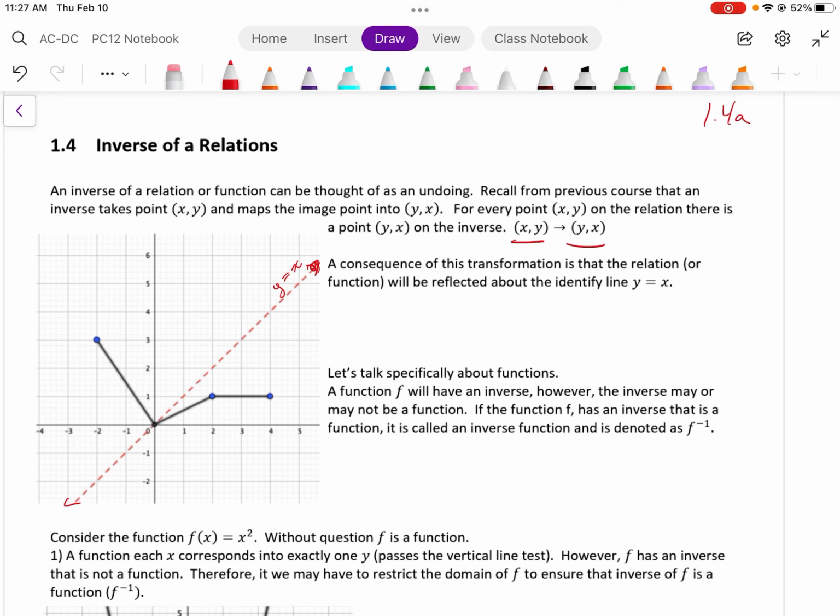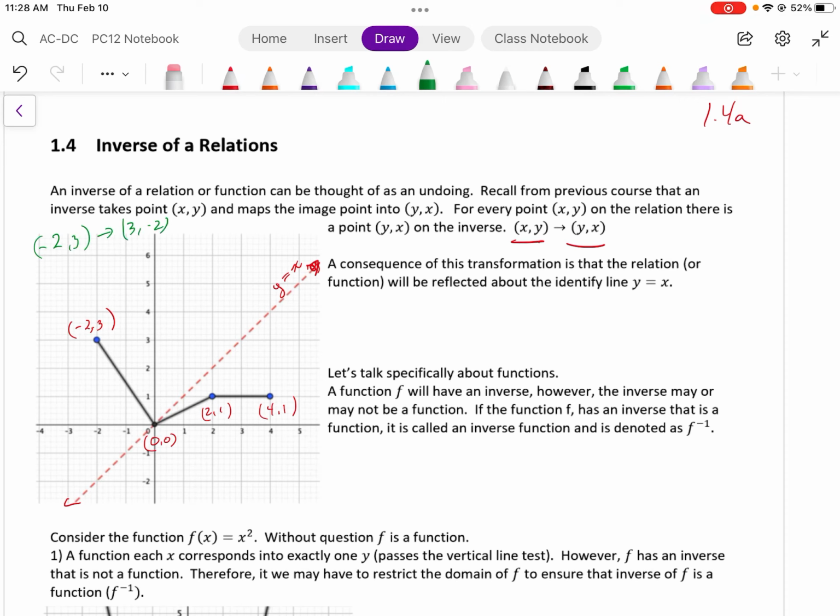So in my function, I'm going to note my points. Pardon me, that was definitely wrong. This point here is (-2, 3). This point is (0, 0). This point is (2, 1). And this point is (4, 1). Now, I'm just going to graph the inverse of this function, or this relation, I'm going to call it for now. So point (-2, 3) will map into (3, -2).